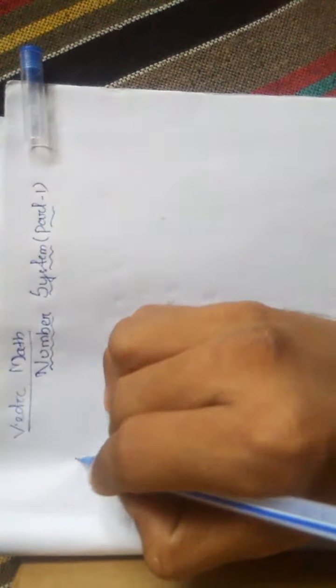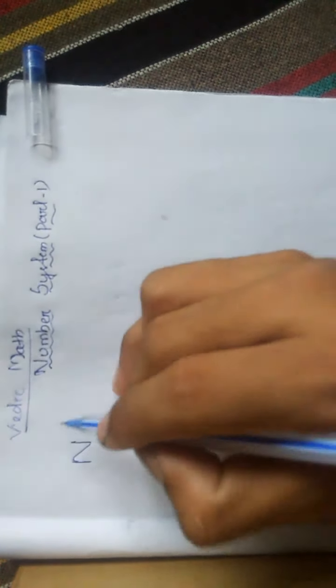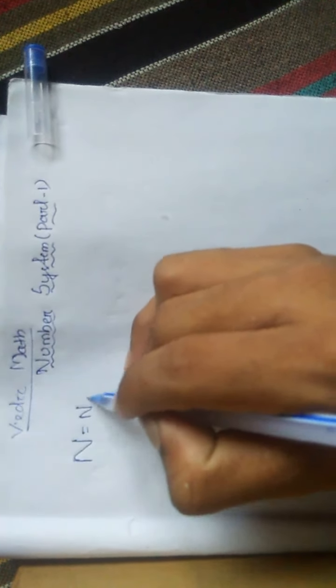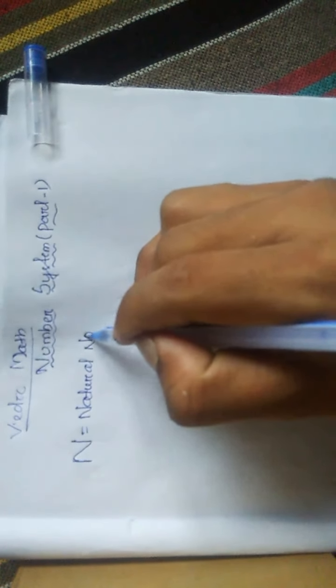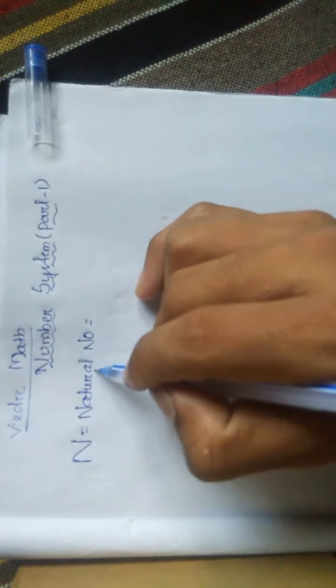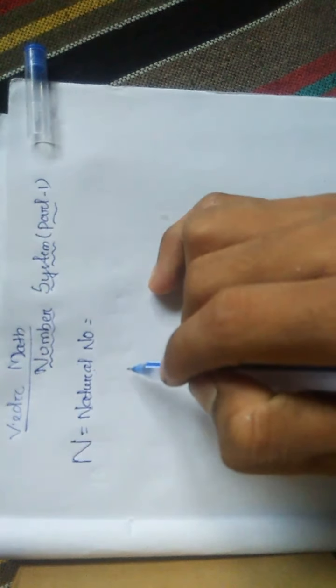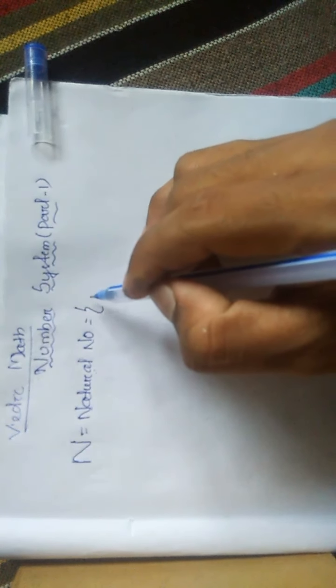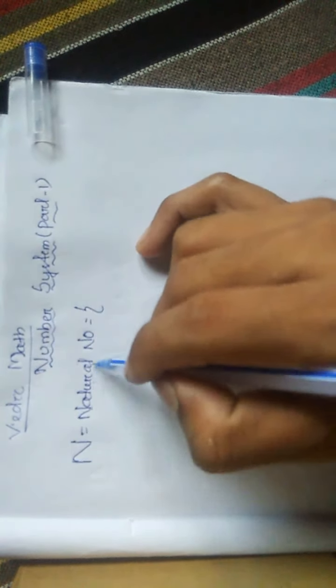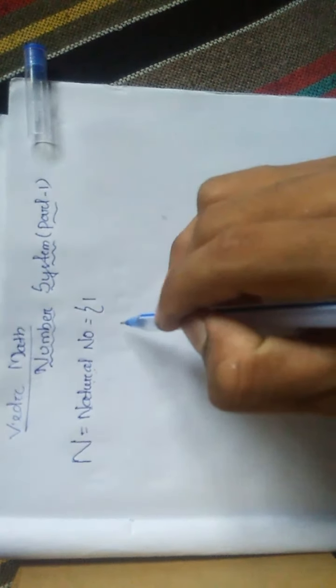The first set is N. N stands for natural number. What are the natural numbers? Natural number means the number which we can count. For example, you can take the example of money. Money can be counted from 1 or 0? It is counted from 1. That's why the natural number starts from 1.